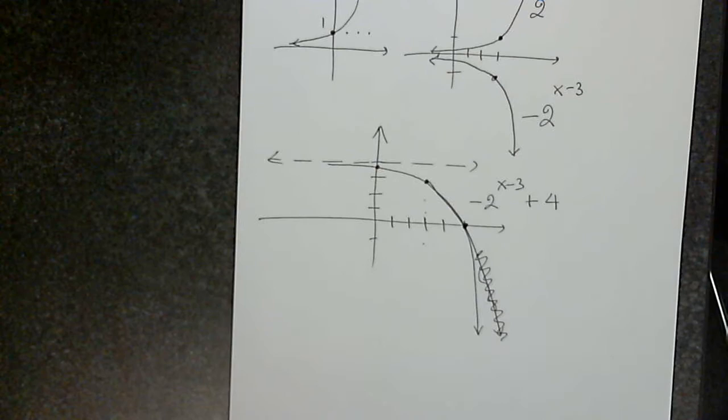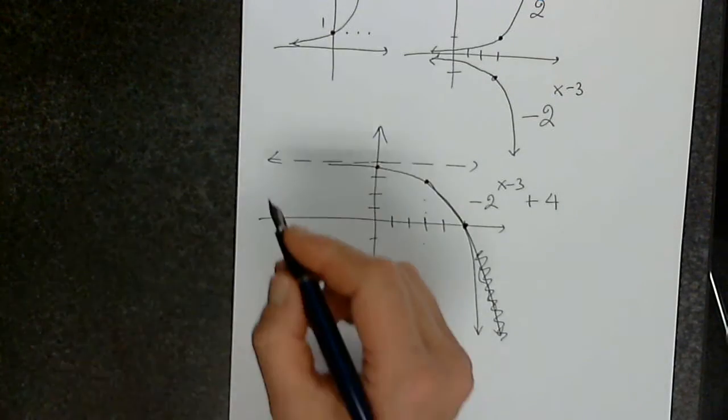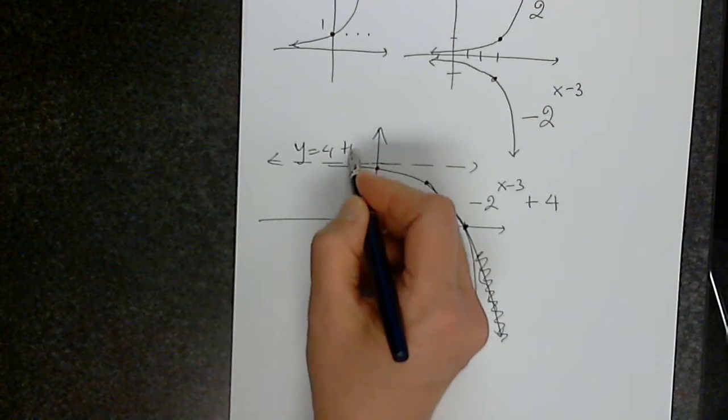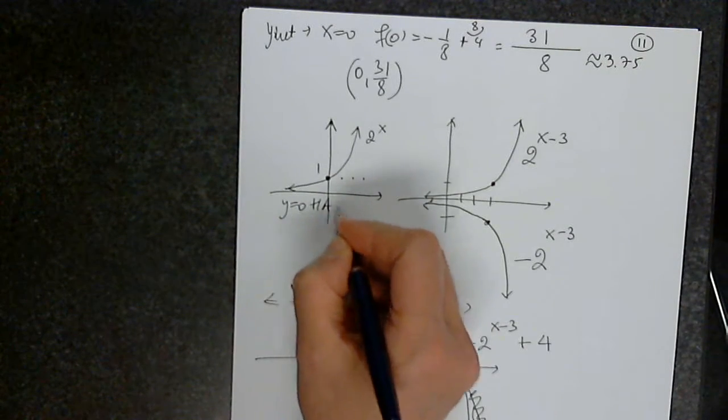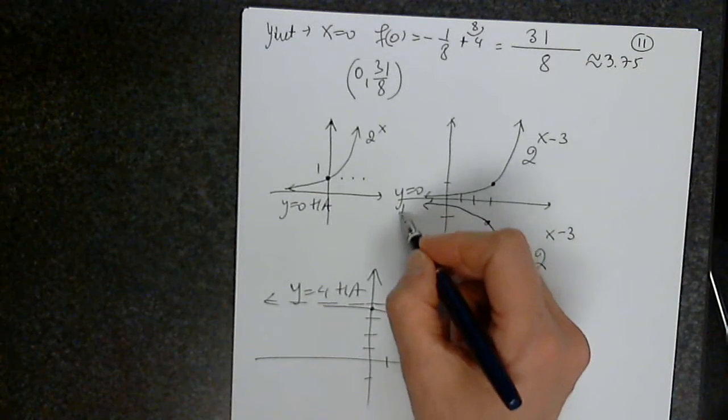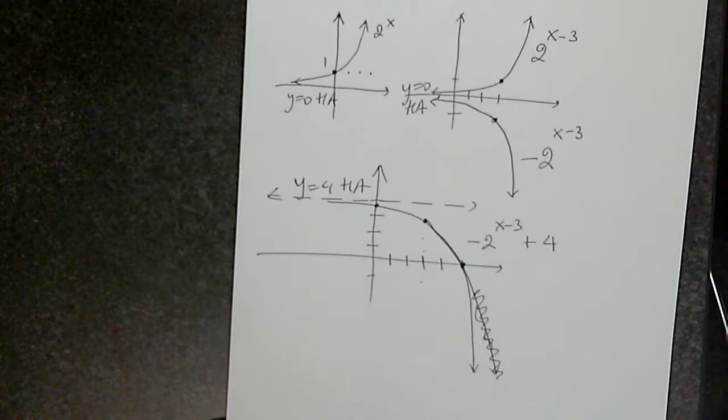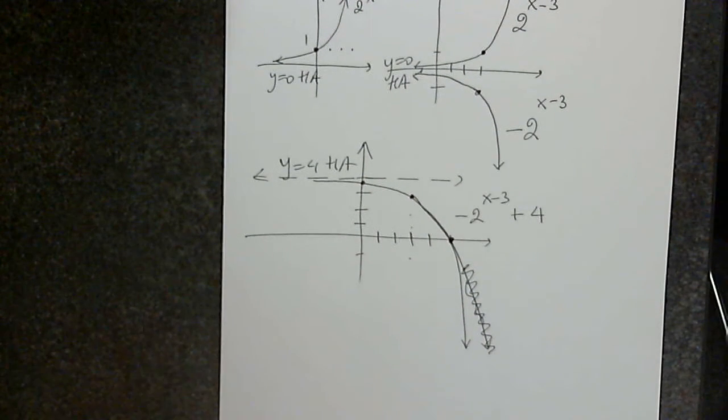So the plus 4 gives the asymptote for this function. Right. Yes, the horizontal asymptote. So y equals 4 is a horizontal asymptote. Here, y equals 0 is a horizontal asymptote. Anything else?